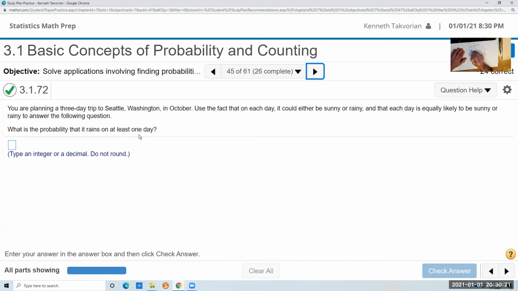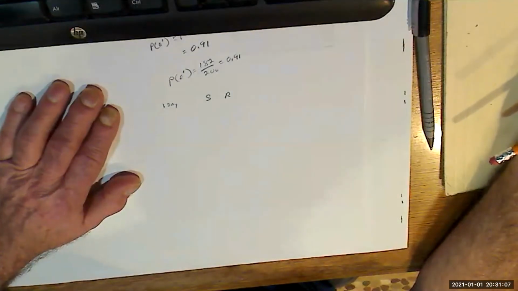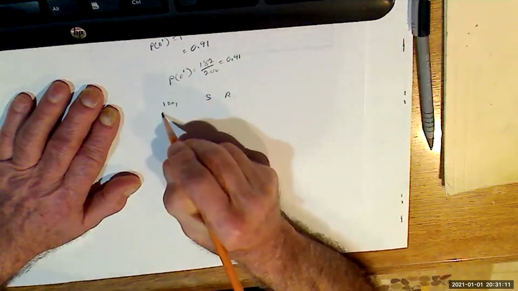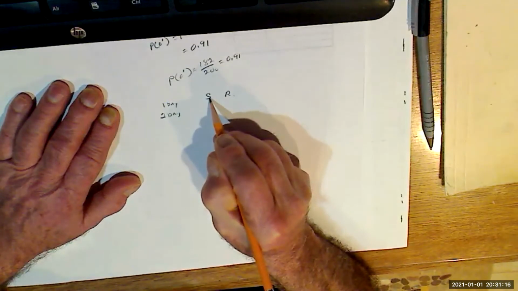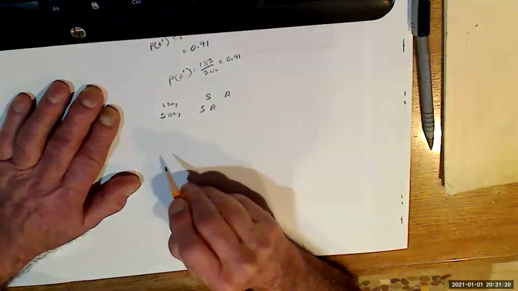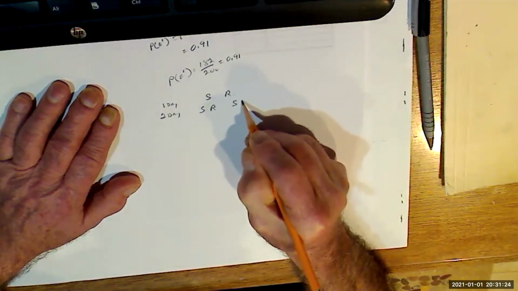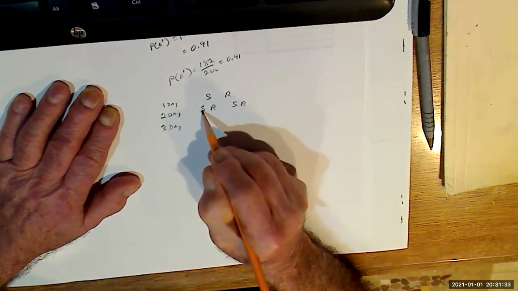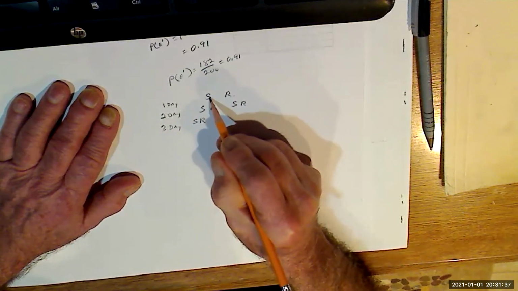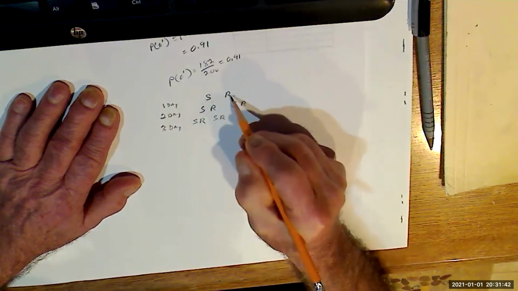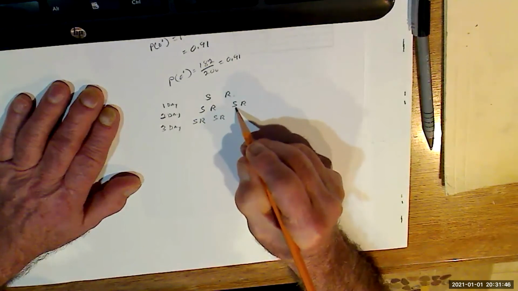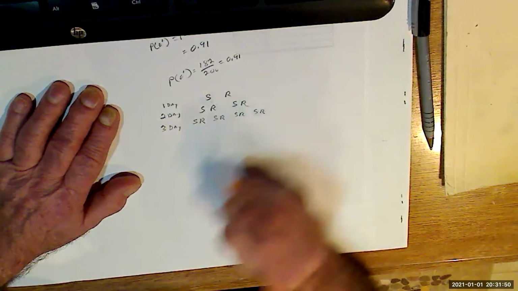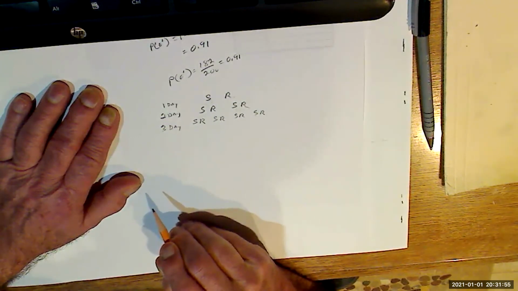So on the first day, we can be sunny or rainy. So this might be a little clearer. On the first day, it could be sunny or rainy. On the second day, so the first day we were sunny, but on the second day, we can be either sunny or rainy. If the first day was rainy, on the second day, we can be either sunny or rainy. Let's go to the third day. Well, if we had 2 sunny days in a row, the third day could be either sunny or rainy. If we had a sunny day, a rainy day, the third day could be sunny or rainy. And do the same thing over here. If we start off with a rainy day, we could have a sunny or rainy, and finally a sunny or rainy.